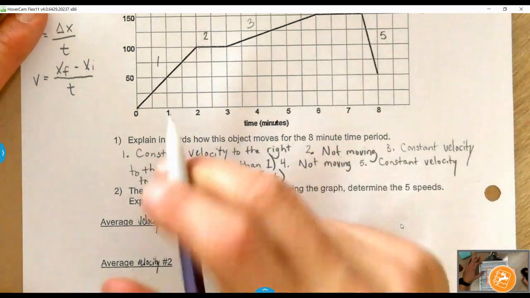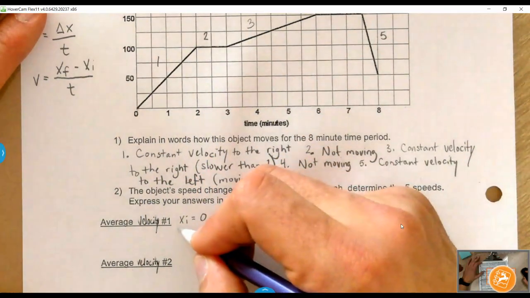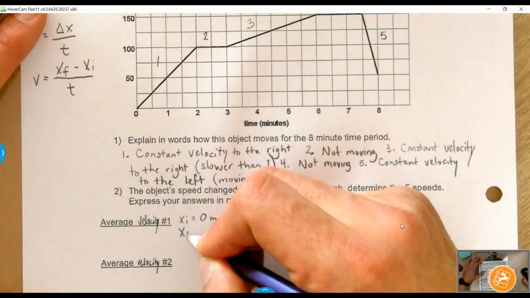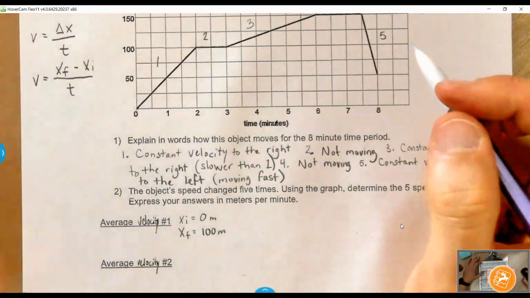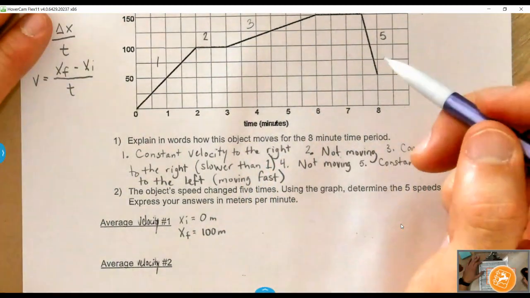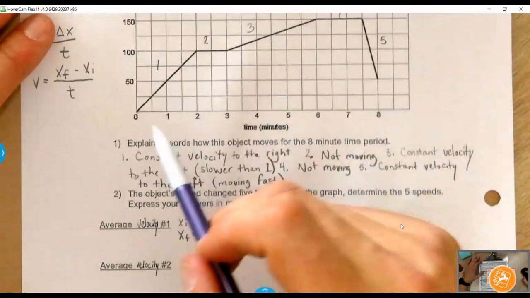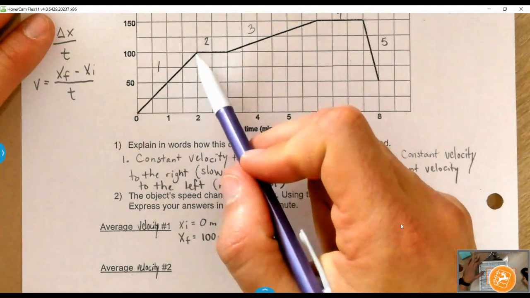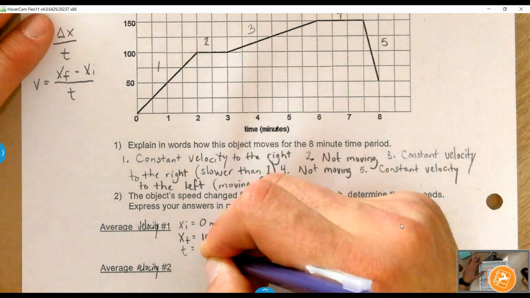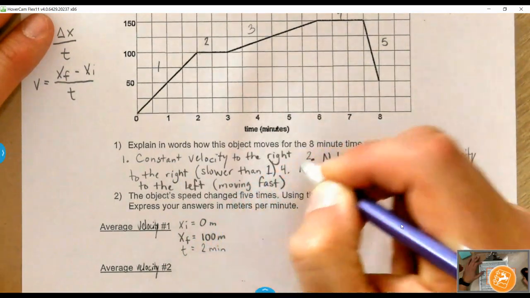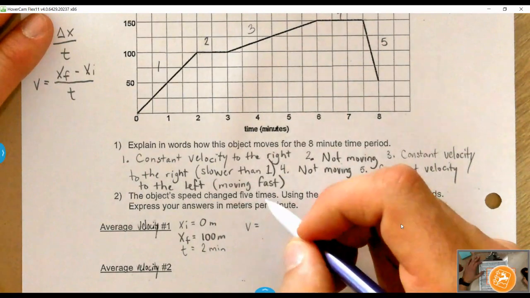0 meters. All right, at the end of my line segment 1, guys, what is my position? 100. How long was I moving for? How many minutes? Line segment 1 starts at 0 and finishes at 2 minutes. So T is equal to 2 minutes.